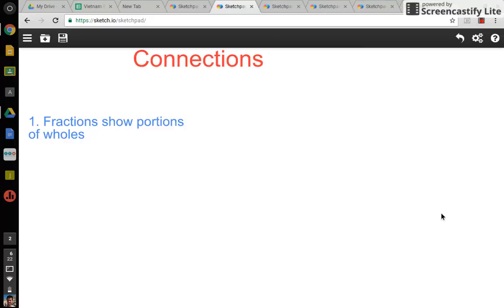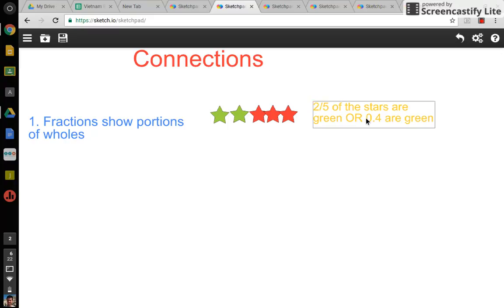So some things to remember before we get started is that fractions show portions of wholes or parts of a whole. We talked about that in the last video, how we can represent our green stars as 2 out of 5 total stars. Or we can also represent this as a decimal. Our green stars represent 0.4 of our total stars, while our red represent 0.6. Altogether, it is our one whole. If we add 0.4 plus 0.6, we're going to get one whole. That's because we're talking about all our stars together.